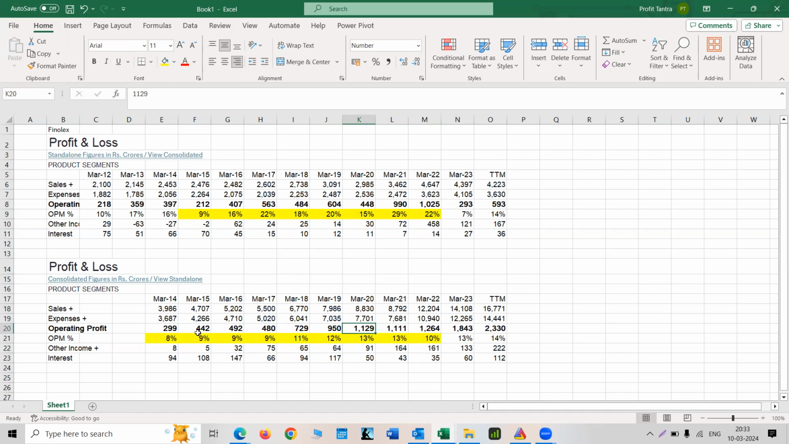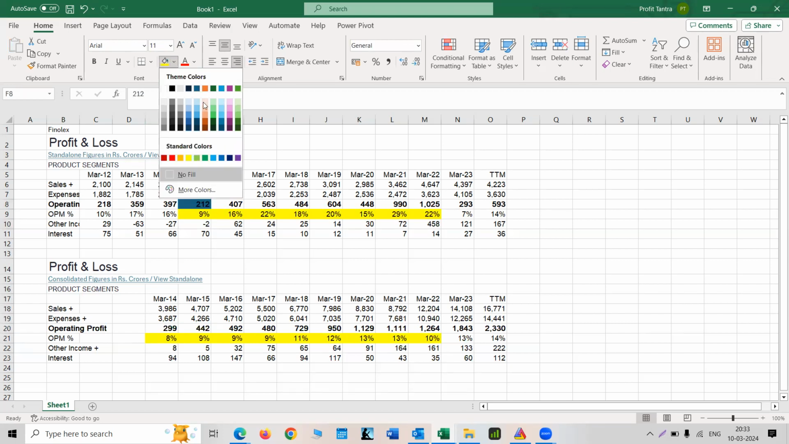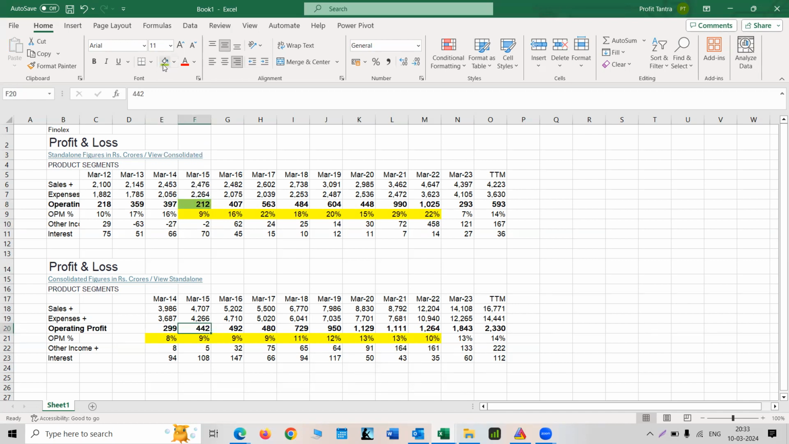But profitability, what is happening? Even though margins are more, how much is the profit? 442, double. See? Because they are not growing their sales actually. Correct or no?